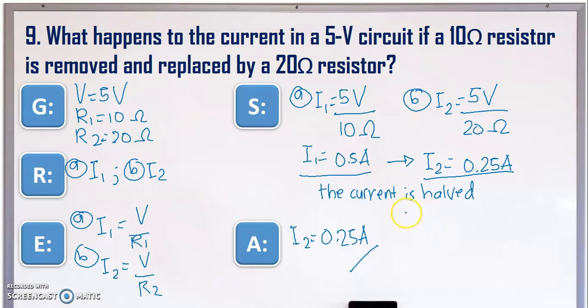Another way to solve this problem is using our logic. First, we have to analyze the two values of the resistance. As we can see, the resistance 10 ohms becomes 20 ohms, which means that the resistance here is doubled.